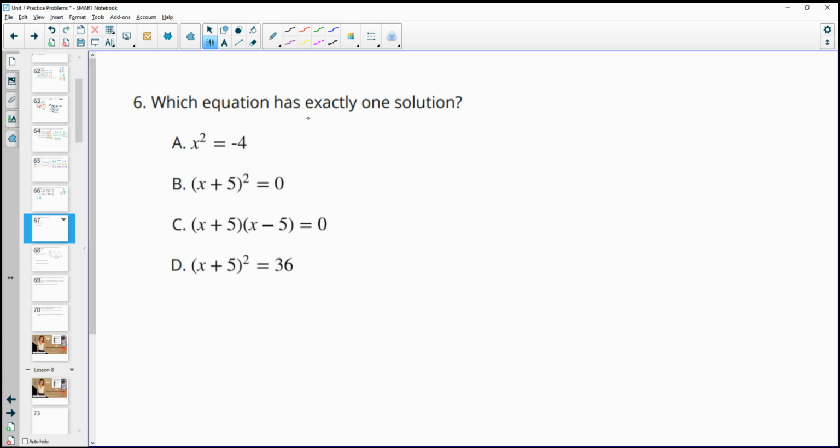Number 6, which expression has exactly one solution? This one has none, because you can't square a number and get a negative. Squaring a number means multiplying it by itself, so you're either going to have a positive number times itself, which is positive, or a negative number times itself, which is also positive. So there's no solution to that first one. This second one, zero product property would tell us that x equals negative 5 is the only solution here. So B only has one solution.